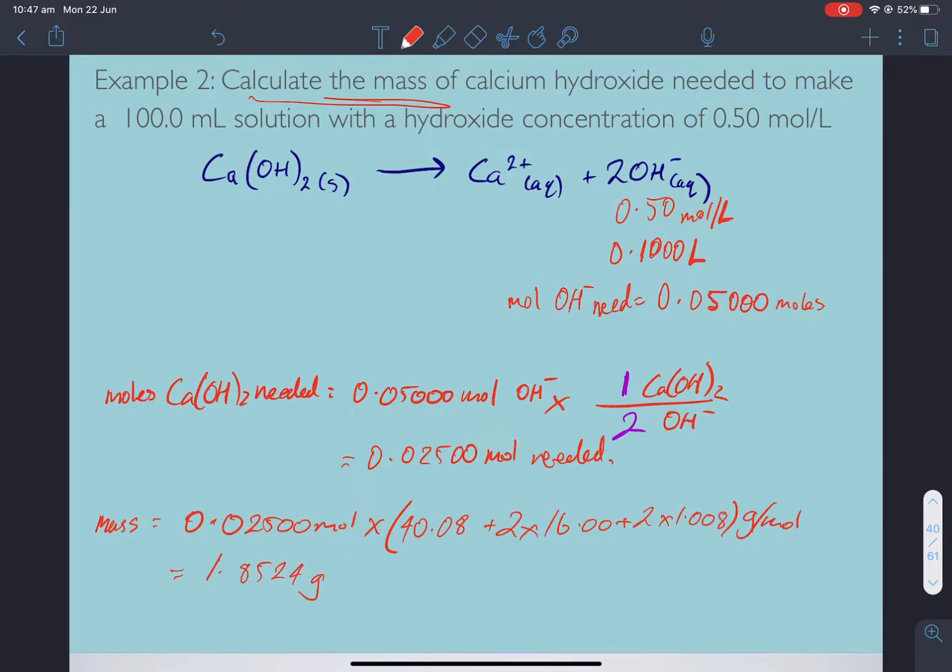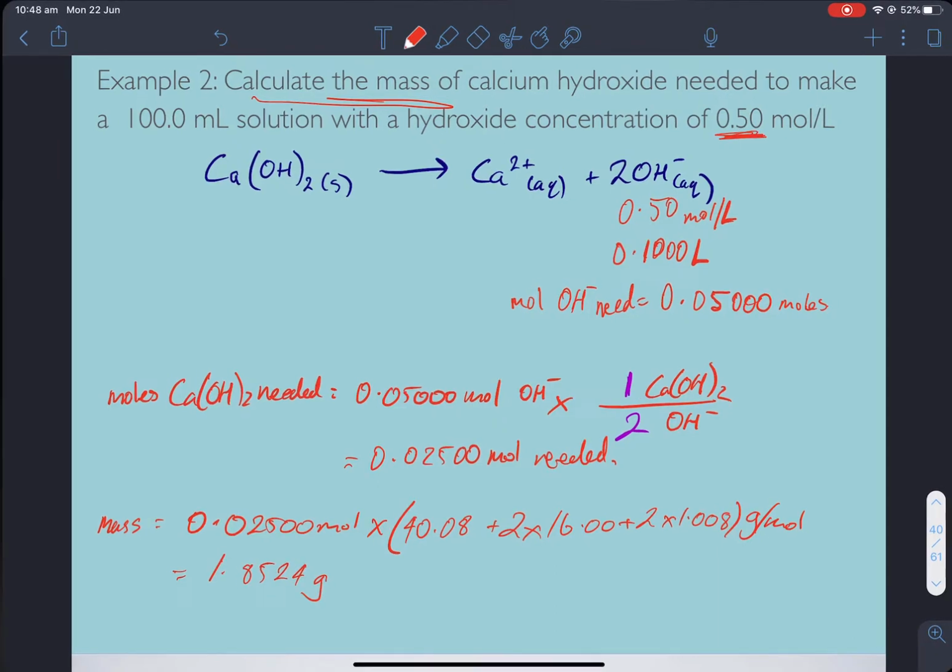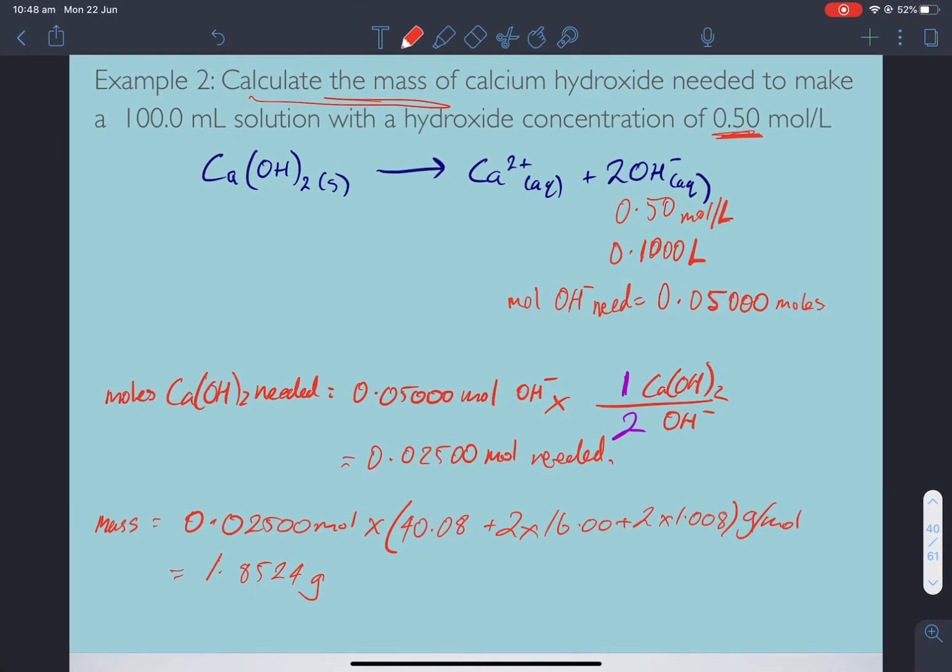Okay, significant figures. The concentration was 2 significant figures. The volume was 4. Our molar masses were 4, so we're limited to 2. The 1, 8, the 5 is the third, so that 8's going to jump up, so it's going to be 1.9. Oh, I put a little tail on that one. 1.9 grams to 2 sig figs.